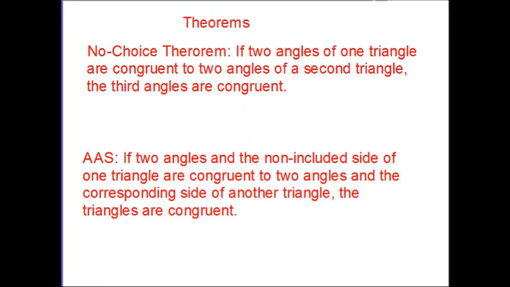We have two theorems to begin. The no-choice theorem states if two angles of one triangle are congruent to two angles of a second triangle, then the third angles are congruent. And let's see how that works.